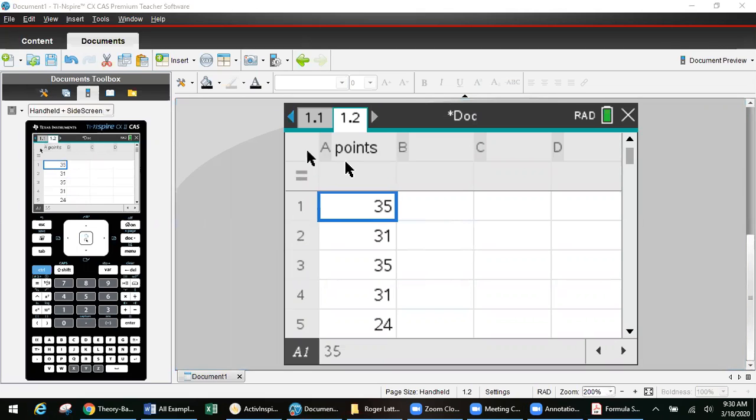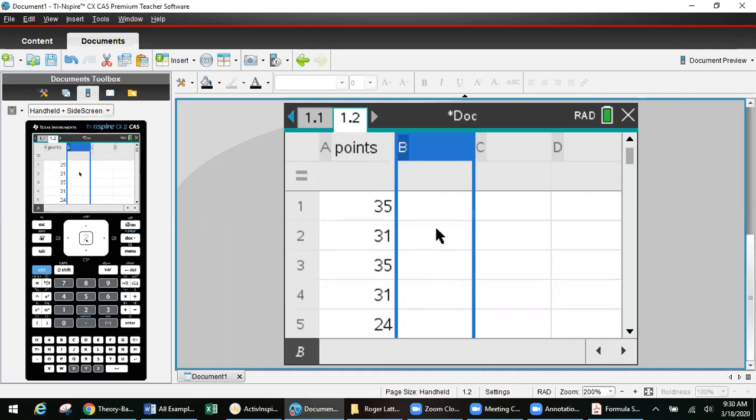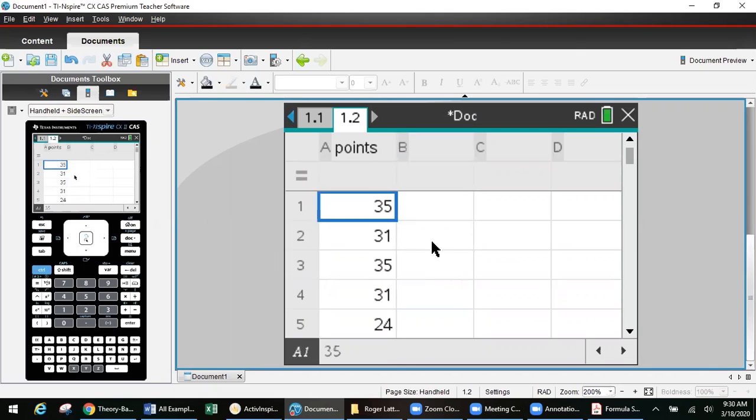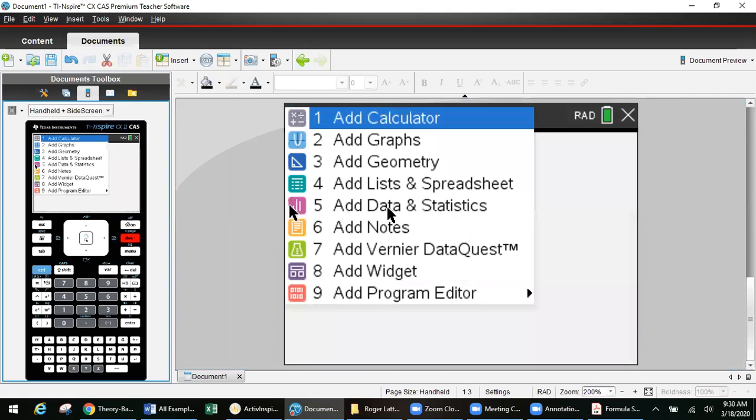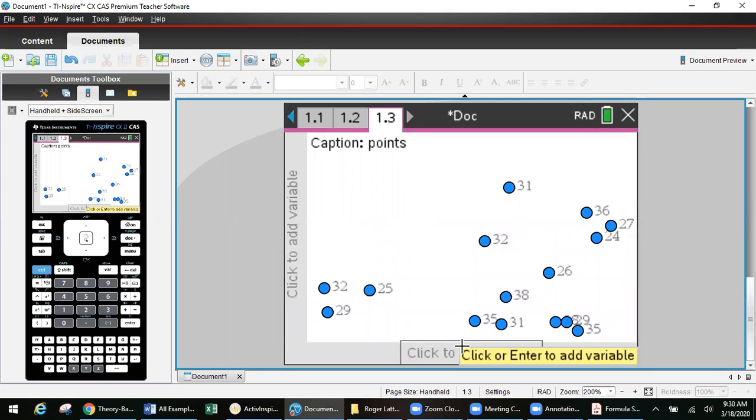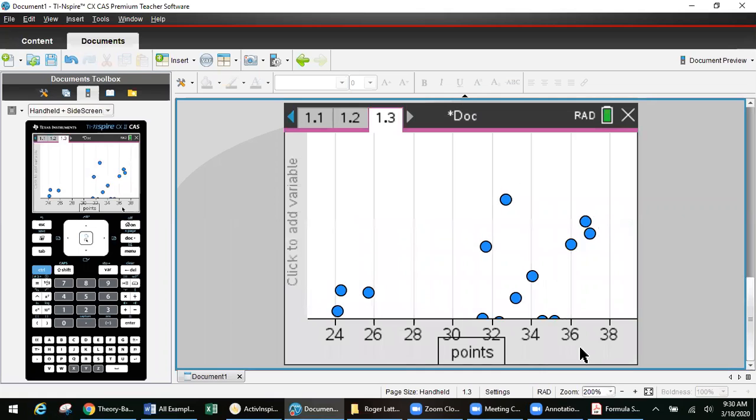Okay. So now what we need to do is graph this data. If you're at home, you can go back to that Rossmann Chance site, and I'll show you how to do that. But since I have my calculator, I'm going to add a page, number 5. Scroll to the bottom, points, there it is.